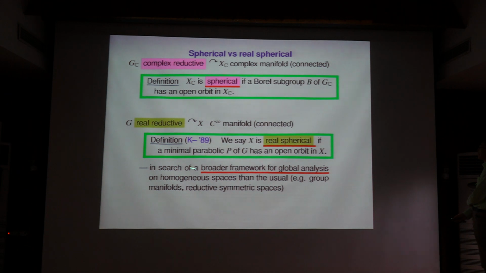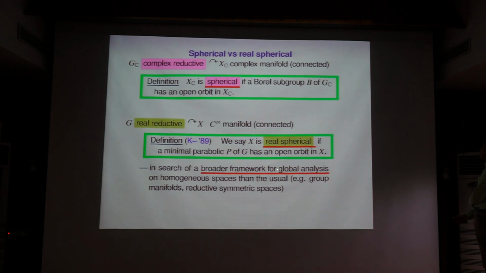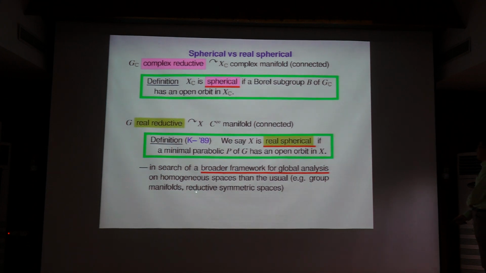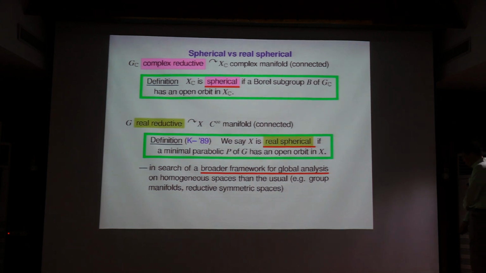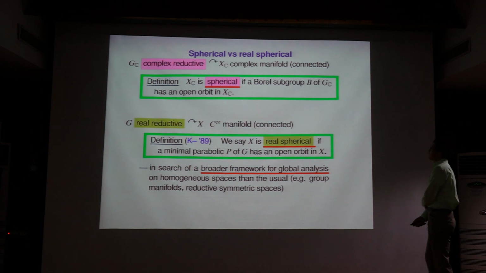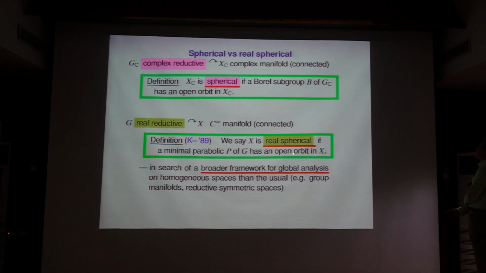I used this terminology when searching for a broader framework, in the late 80s, for global analysis on homogeneous spaces than the usual cases at that time. For example, analysis on group manifolds by Harish-Chandra, and analysis on reductive symmetric spaces by Oshima and others. Okay, so these are the definitions of spherical and real spherical.